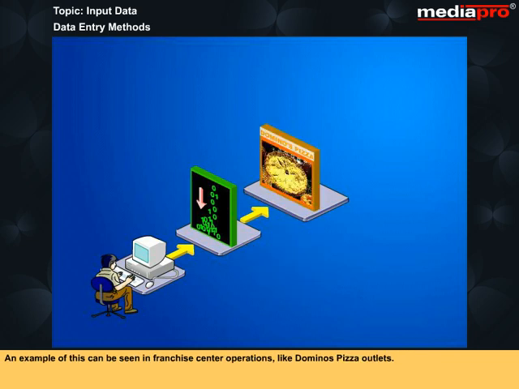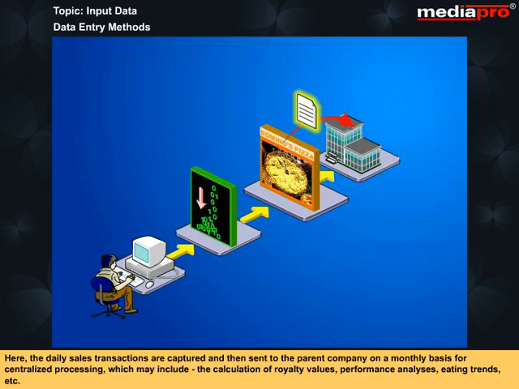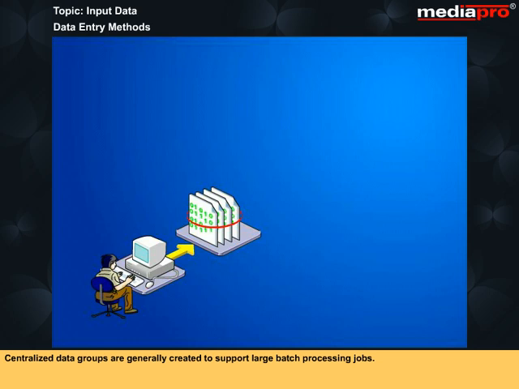An example of this can be seen in franchise center operations like Domino's Pizza outlets. Here, the daily sales transactions are captured and then sent to the parent company on a monthly basis for centralized processing, which may include the calculation of royalty values, performance analysis, eating trends, etc. Centralized data groups are generally created to support large batch processing jobs.